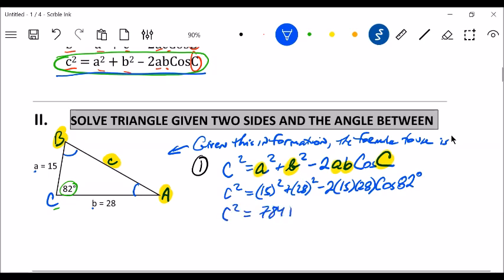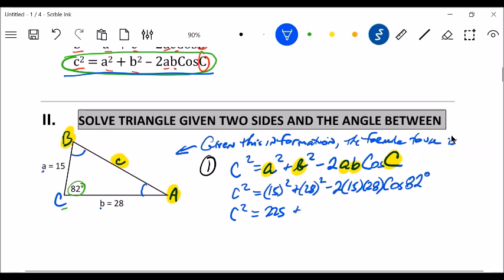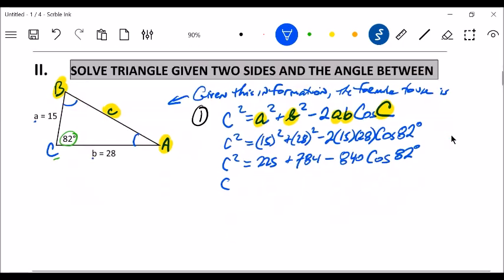28 squared is 784. Oh, wait a minute, I got the numbers off. I'm going to put them in order here, because 15 squared is 225 and 28 squared is 784. I'm going to multiply these other numbers together, 2 times 15 times 28, and that gives me 840. And then the cosine of 82 degrees. So to continue with this, C squared is 1009 minus 840 cosine 82.